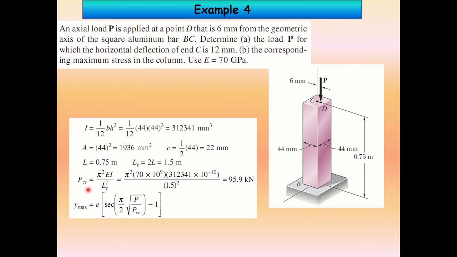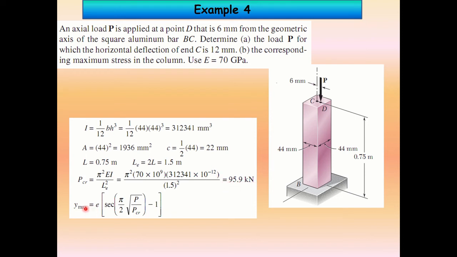So this is the Euler formula to determine the P critical. The effective length for this column, which is fixed-free, equals 2 times L. So 1.5, substituting into the Euler formula, 1.5 to the power of 2, pi squared, 70 times 10 to the power of 9 for the Young's modulus. Then we get P critical 95.9 kN.